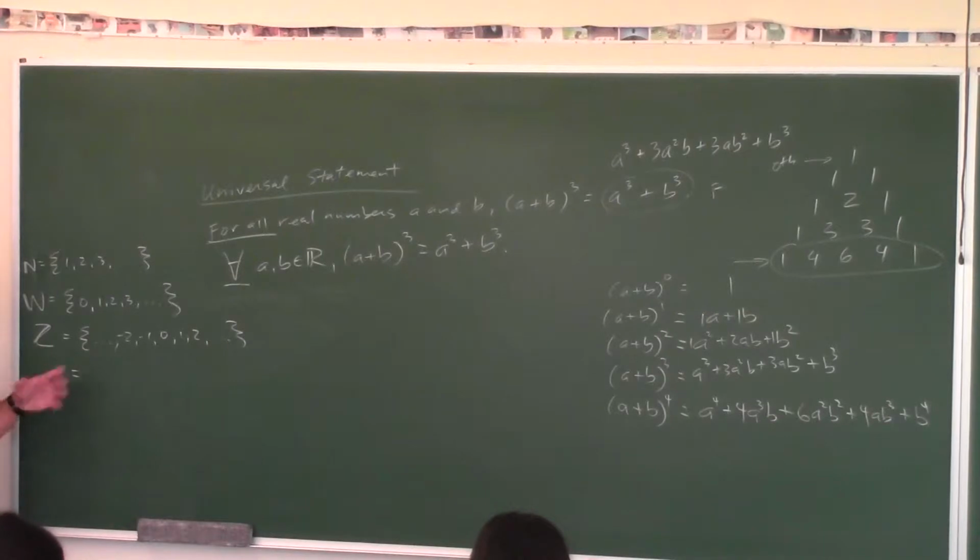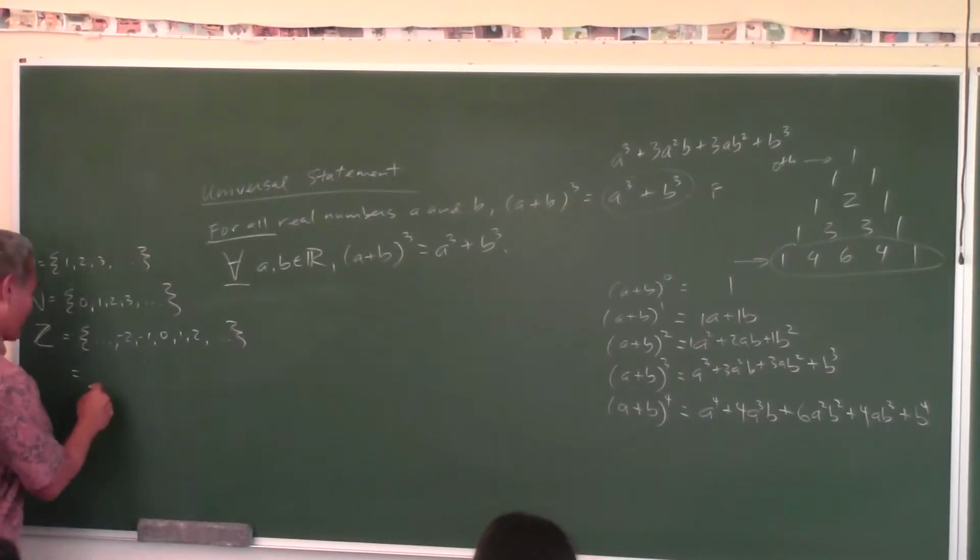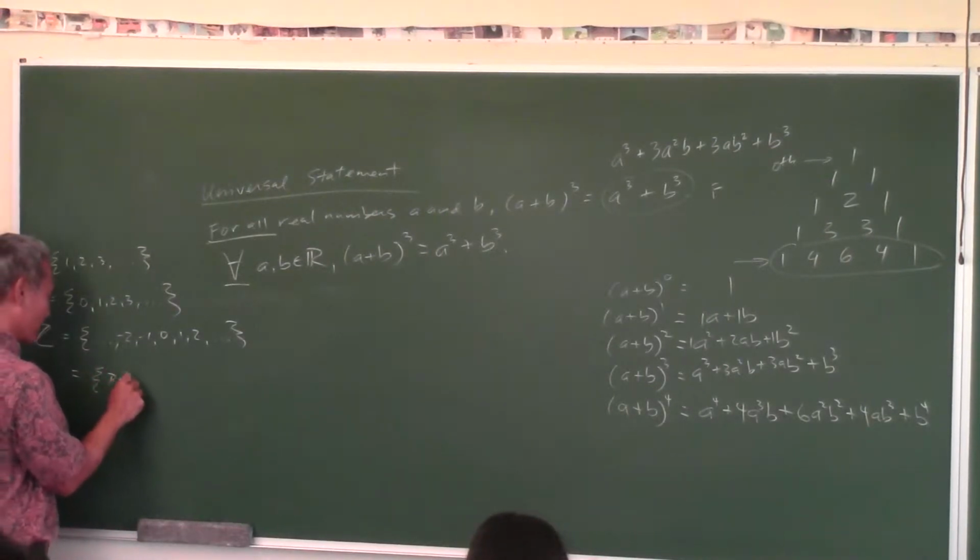Okay, now these are the integers. Now, what is a rational number? A rational number can be written as a fraction. Okay, so the set of rational numbers.